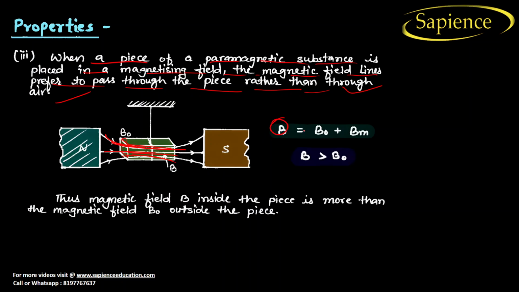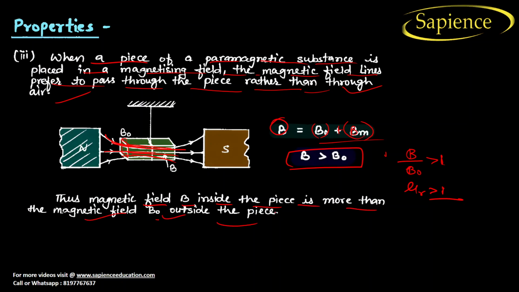So the net field will be equal to the inside magnetic field plus the outside magnetic field plus the magnetic field of the material. So finally, net B is greater than B naught. So B by B naught is greater than 1, that is, mu relative permeability is greater than 1. So the magnetic field B inside the piece is more than the magnetic field B naught outside the piece. I hope you have understood this.